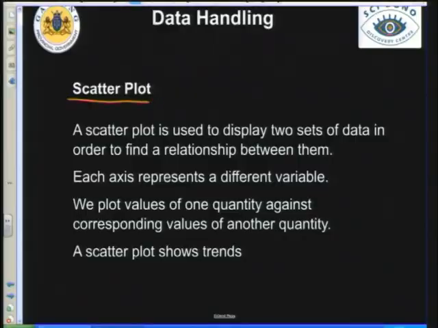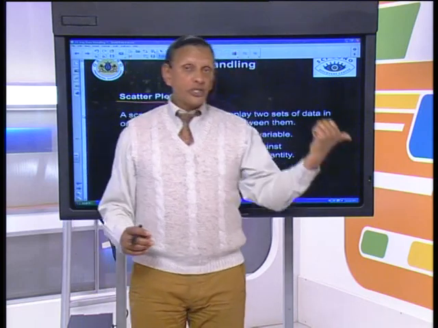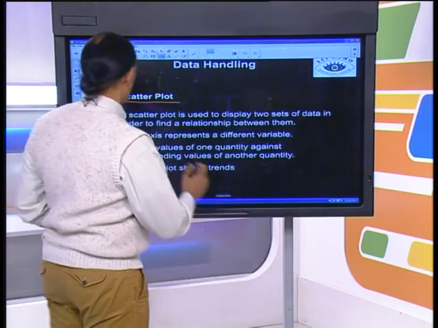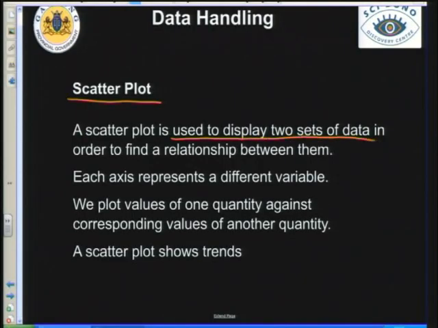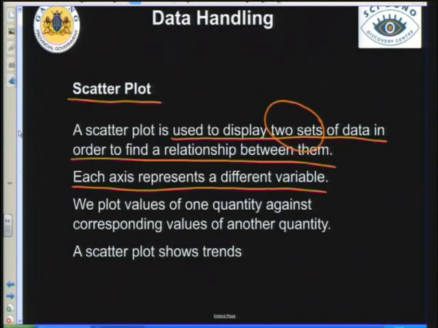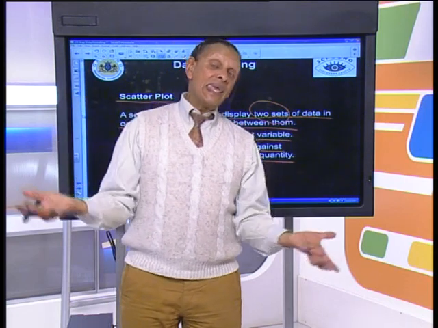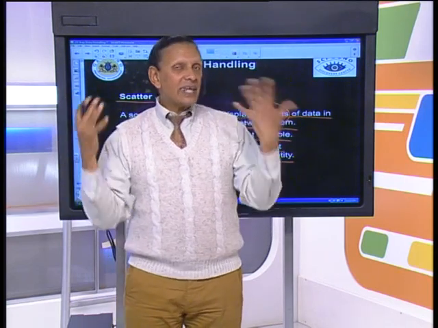So let's go to the other type of graph, namely scatter plots. Remember I told you that today we're going to discuss pie charts and scatter plots. So what is a scatter plot? It is used to display two sets of data in order to find a relationship between them. We look at two sets of data and we're going to compare them. So each axis presents a different variable. We plot values of one quantity against the corresponding values of another quantity. A scatter plot shows a trend. By that I mean it shows a certain way or a certain idea. And it makes sense. You will see with the example.